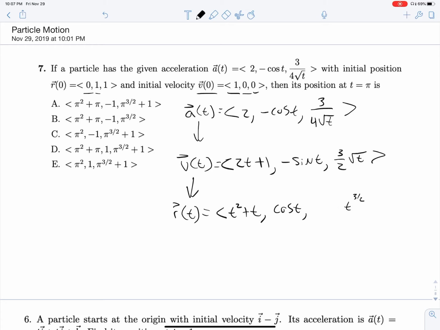And then we see that r of 0 for our z component is 1, so we're going to need to add 1. And then they're asking us for our value of r of t for t equal to pi, so r of pi is going to be pi squared plus pi, negative 1, pi to the 3/2 plus 1. And we see that we get that answer in answer choice A.